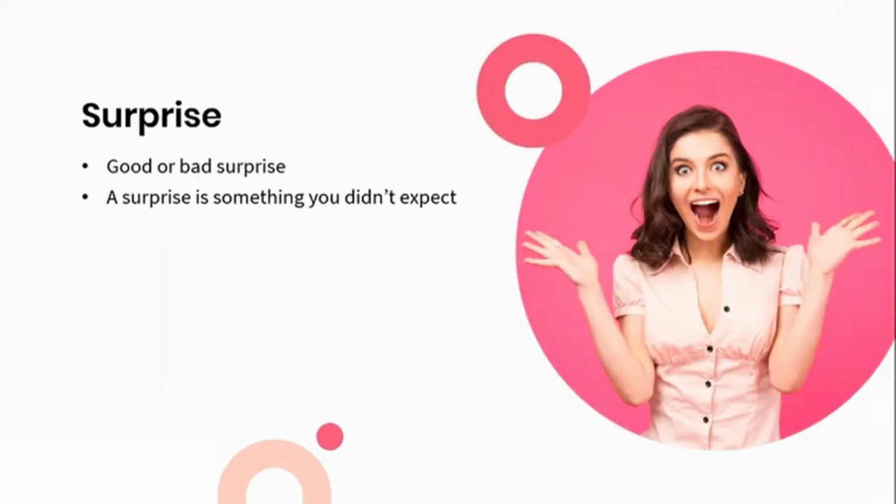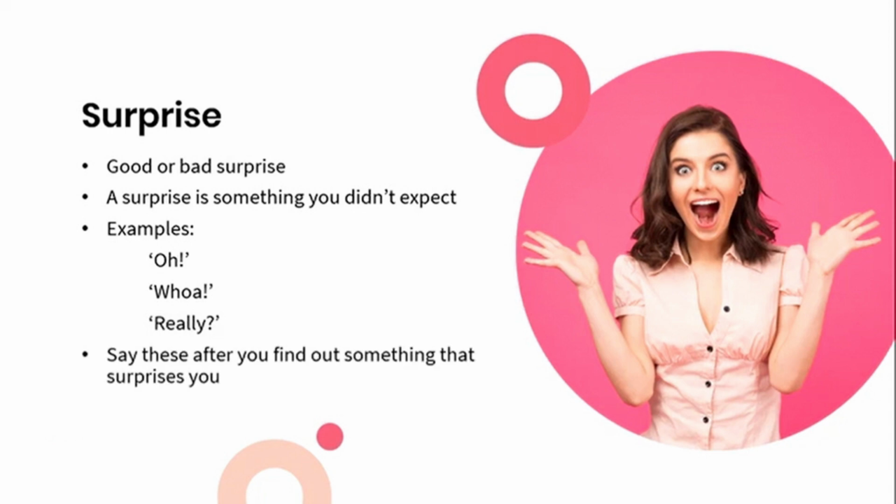The next type of interjection is interjections for surprise. If something surprises you, it means that you didn't expect it. It can be a good thing or a bad thing that surprises you. Some examples of interjections for surprise are, oh, whoa, and really. You can use these interjections after you find out something that surprises you.